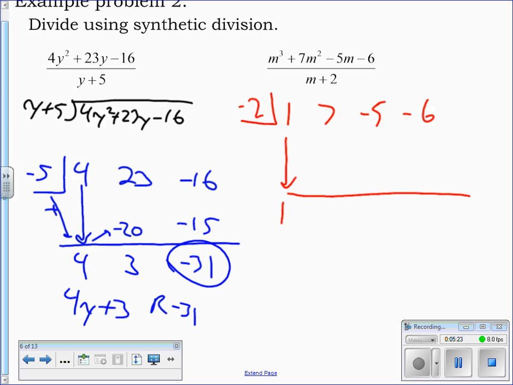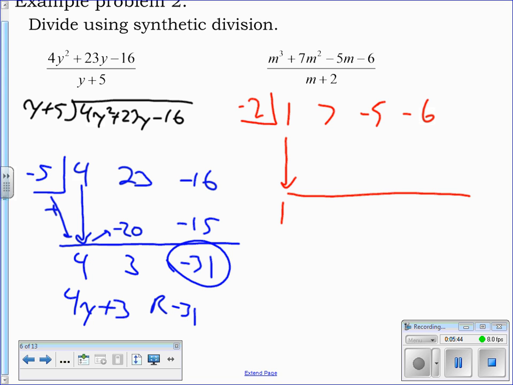Yes, ma'am. Where did you get the 1 from again? How many m cubes do I have? 1. So I have a 1 there. I don't write 1 if I don't need to write 1, but because I no longer have variables, I have to write the 1. Does that make sense? It's like when you have x by itself, how many x's? You got 1x. Okay?